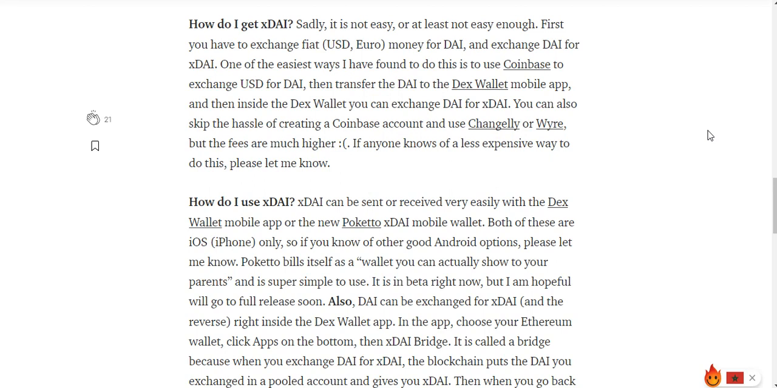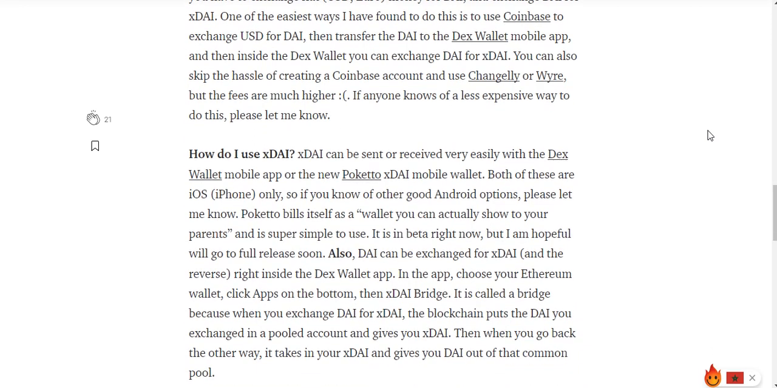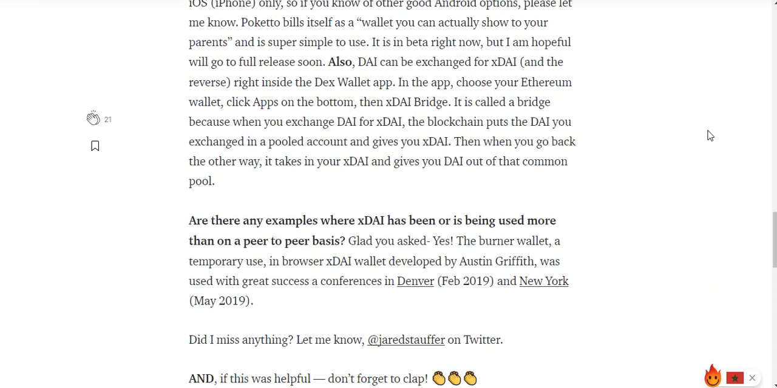xDai can be sent or received very easily with the Dex Wallet mobile app or the new Pokito X Wallet mobile app. And that is Poketto. And the Dex Wallet is DEX Wallet. Both of these are iOS iPhone only, which means they're not open to Android as of right now. Pokito itself bills itself as a wallet you can actually show to your parents, and it's super simple to use. It is in beta right now, so we're hoping for the full release soon.